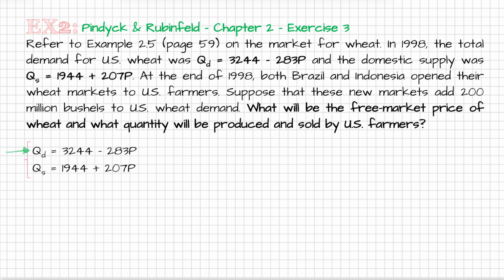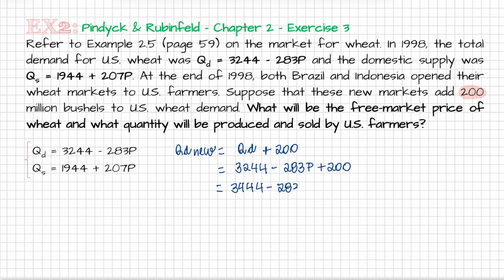In 1998, the demand for U.S. wheat was QD equal to 3,244 minus 283P. And now new markets added 200 million bushels to U.S. wheat demand. So the new demand for U.S. wheat is equal to QD plus 200. Let's substitute QD by the expression 3,244 minus 283P plus 200. QD new equal to 3,244 plus 200, which is equal to 3,444 minus 283P. Now we use this new demand function and the supply function to calculate the new equilibrium.